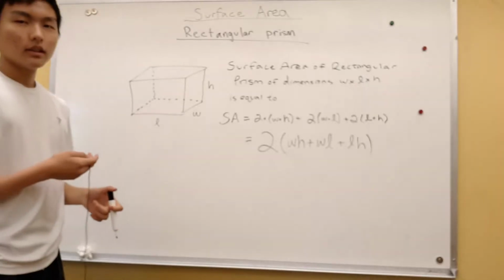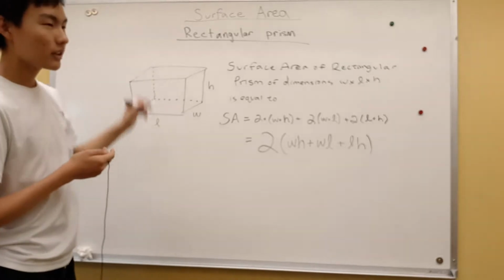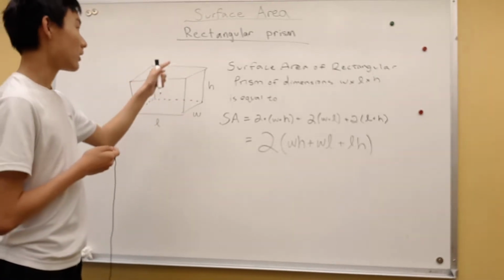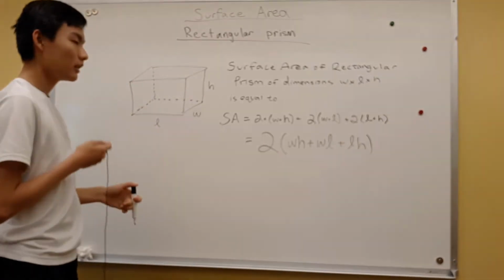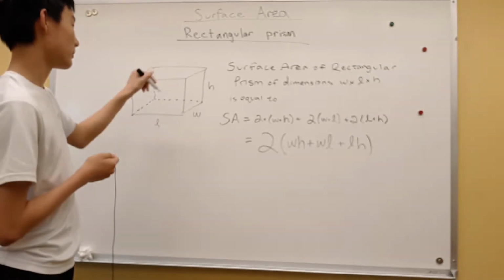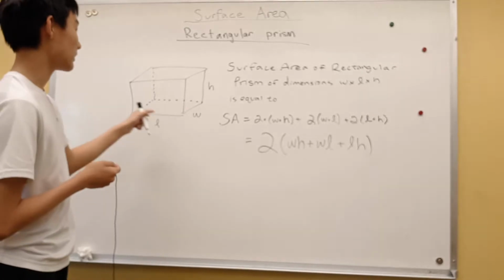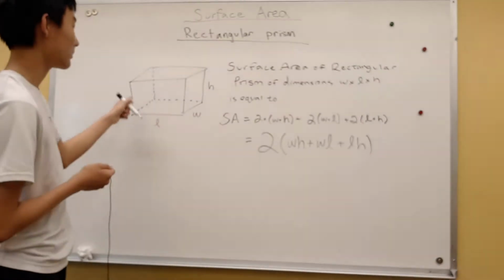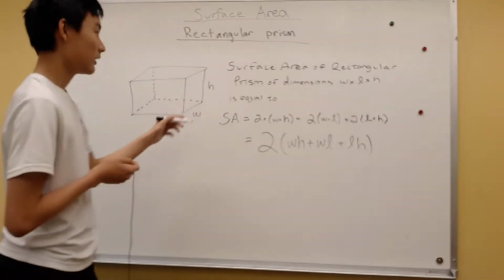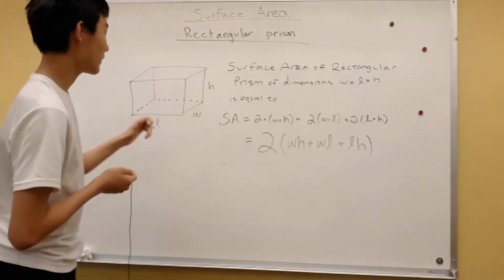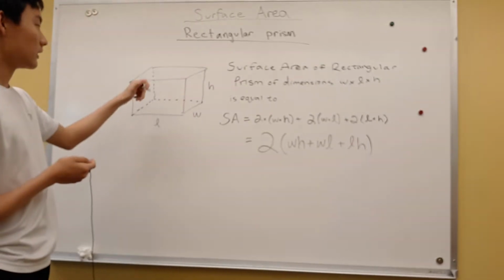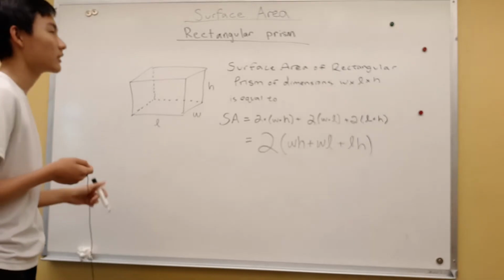So for surface area, we will be first discussing how to do a rectangular prism. With a rectangular prism, we have 6 faces, so length, width, and height, but there are 2 of them: top, bottom, left and right, front and back. So for the surface area, we calculate the area of each face and then add them all together.